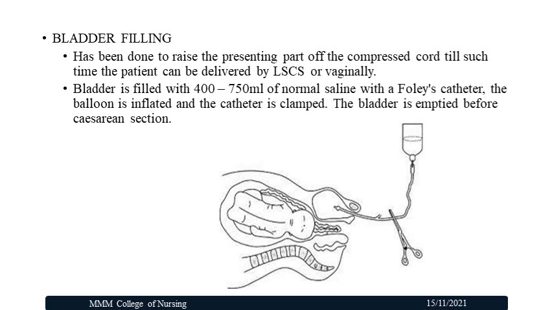Bladder filling is done to raise the presenting part off the compressed cord till such time the patient can be delivered by LSCS or vaginally. The bladder is filled with 400 to 750 ml of normal saline with a Foley's catheter. The balloon is inflated and the catheter is clamped. The bladder is emptied before the cesarean section. So, in order to avoid compression of the cord, this bladder filling is done prior to cesarean section, and during the cesarean the bladder will be emptied.